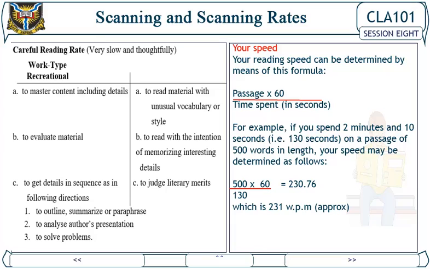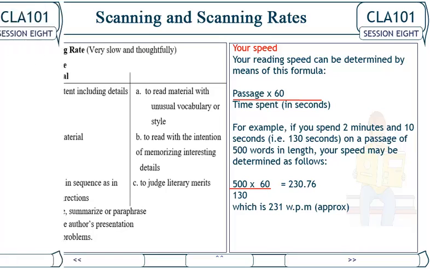Your speed. Your reading speed can be determined by means of this formula: passage times 60 over time spent in seconds. For example, if you spend 2 minutes and 10 seconds, that is 130 seconds, on a passage of 500 words in length, your speed may be determined as follows. 500 times 60 over 130 would give you 230.76, which is 231 approximately.